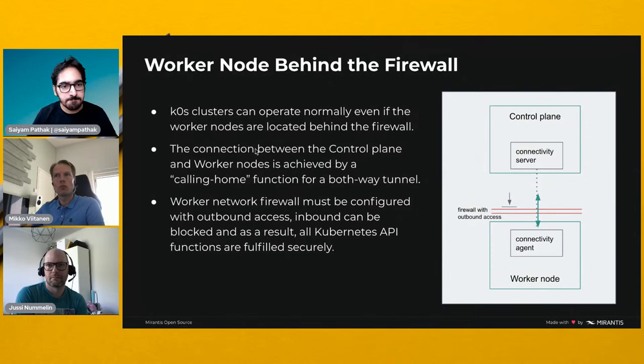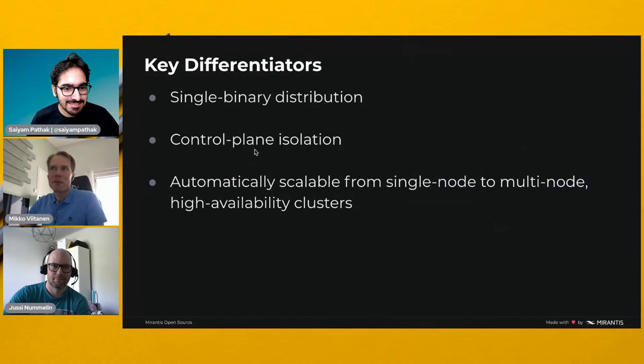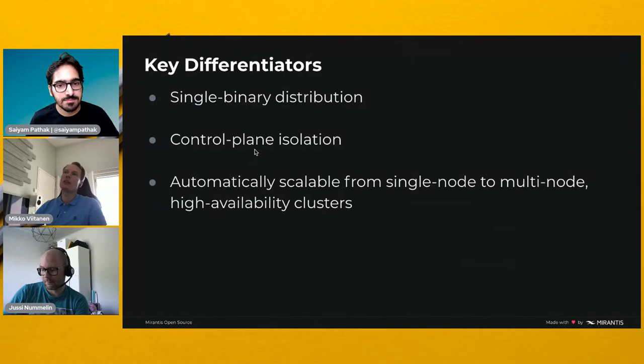All right, so we have actually a couple of bullets here, collecting the differentiators, not directly towards K3s, because we also have similarities with K3s, but in general. First of all, K0s is a single binary distribution. Actually, K3s is also a single binary, so it's a similarity, but also a differentiator towards many other distros. So this is, I think, a key benefit in both K0s and K3s.